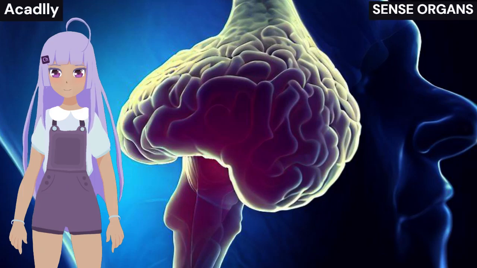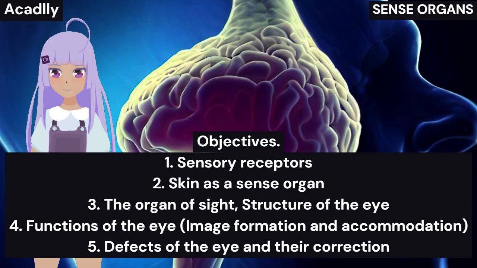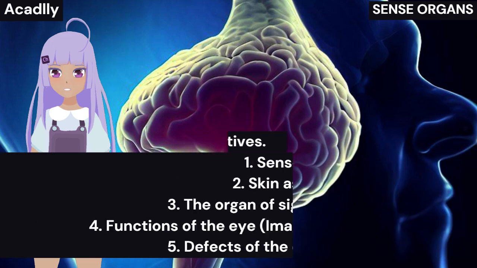Sense organs. At the end of the lesson, you should be able to explain the following. 1. Sensory receptors. 2. Skin as a sense organ. 3. The organ of sight, structure of the eye. 4. Functions of the eye, image formation and accommodation. 5. Defects of the eye and their correction.